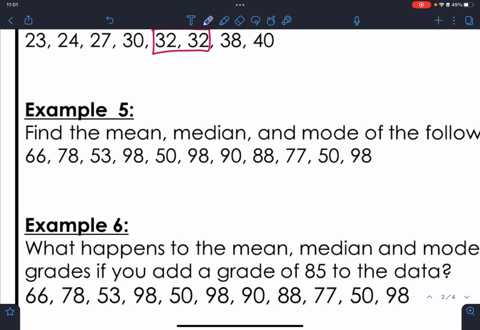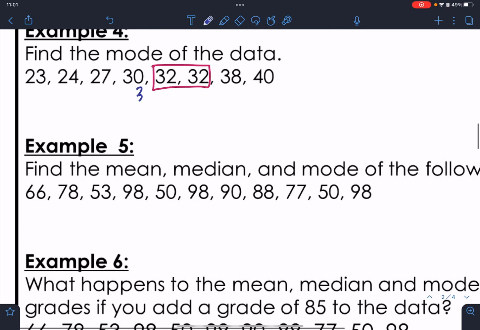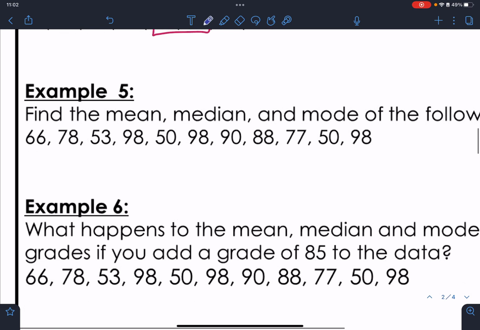Say there's 2 modes. Do you just add them, or what do you do? So if, let's say I added another 30 to that list, you would just say there's 2 modes then. You would have 30 and 32 as your mode. You would not do anything with them. You would just write both of them down. Right. But that's a good question.